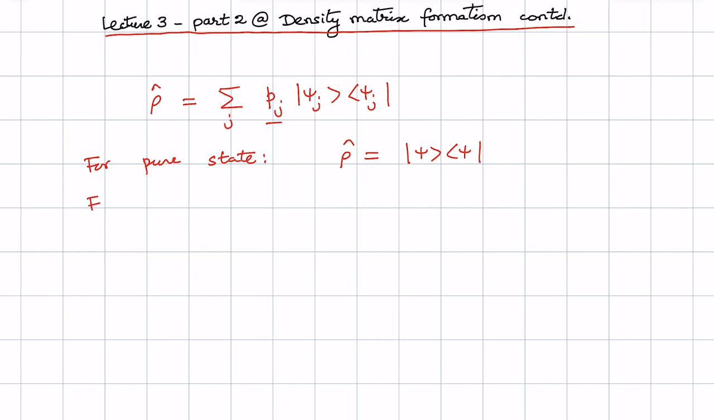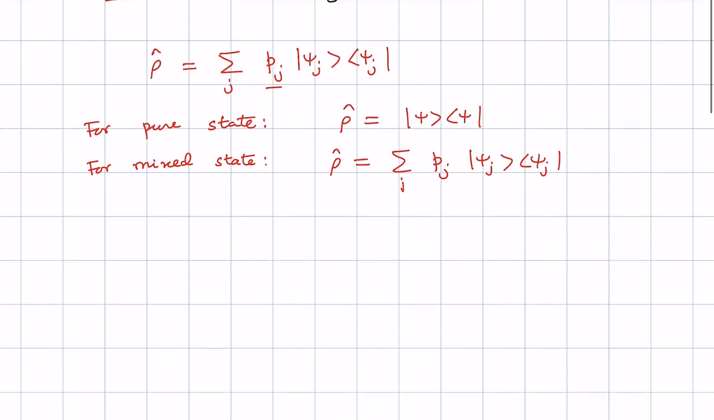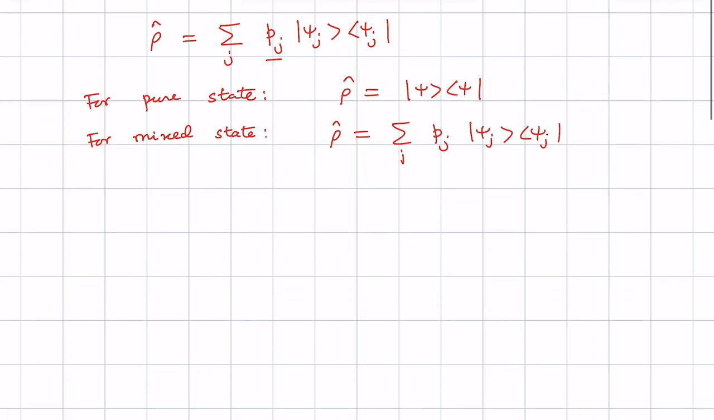And for mixed state, this is exactly the definition that I have written, but still let me write it once again. So for mixed state, we have rho cap is equal to sum Pj |psi j><psi j|. Okay, and there are some important properties of density operator which it has to obey for the density matrix formalism to be consistent with quantum mechanics. Now I shall discuss the important properties one by one, which should be relevant to us.